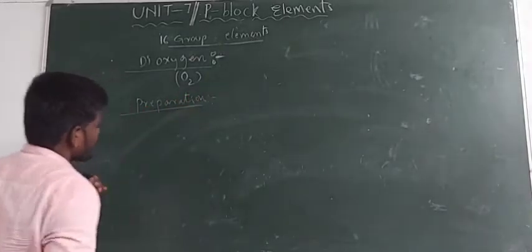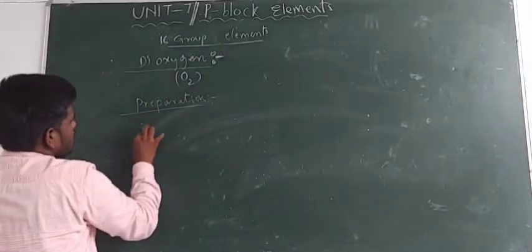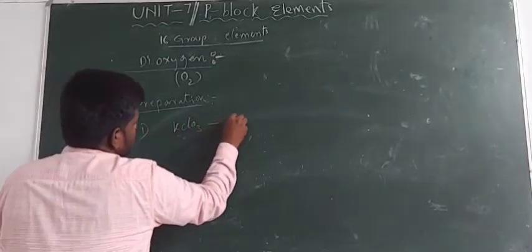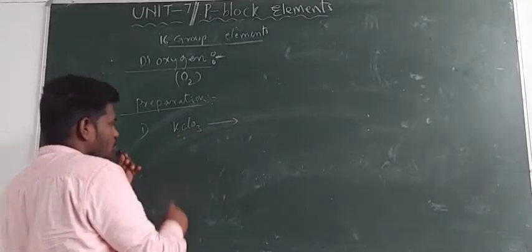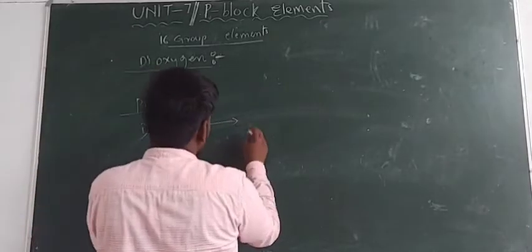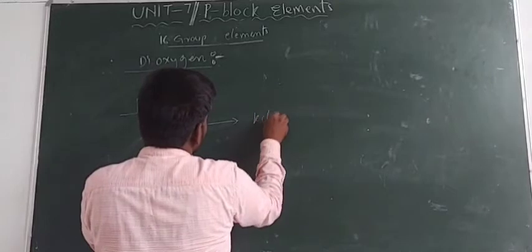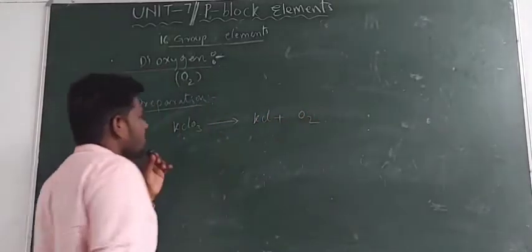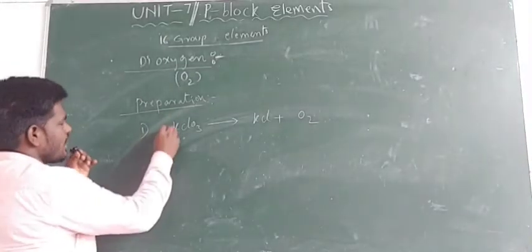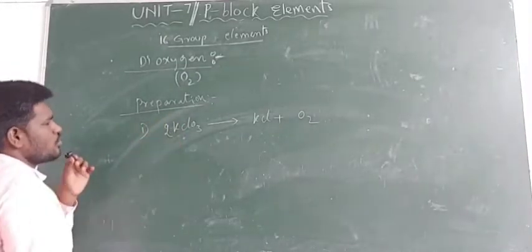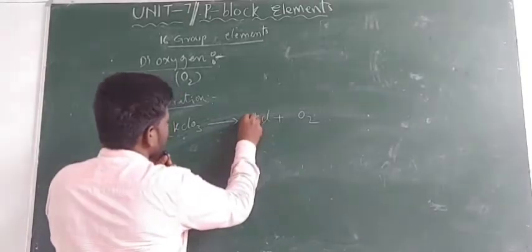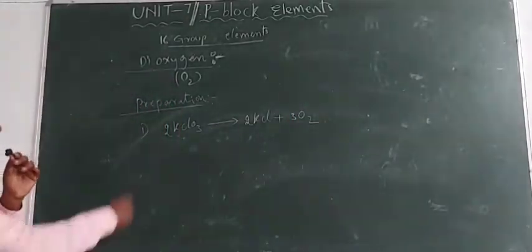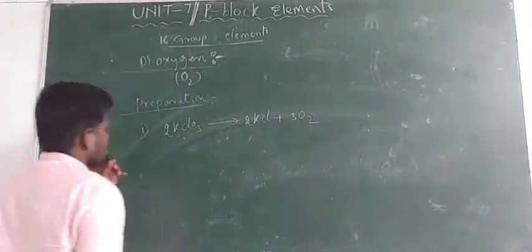Right, preparation. We can prepare this upon heating KClO3. When you heat the KClO3, it undergoes thermal decomposition and gives KCl plus oxygen gas. To balance this equation, multiply KClO3 with 2, and multiply KCl with 2, and here multiply oxygen with 3. Right, here 6 oxygens are present, and here also 6 oxygens are present.